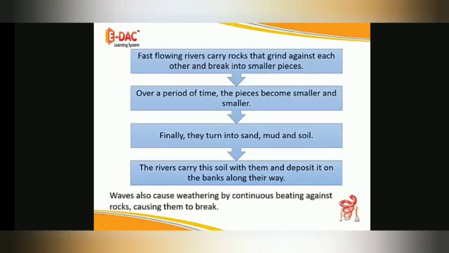Fast flowing rivers carry rocks that grind against each other and break into smaller pieces. Over a period of time, the pieces become smaller and smaller. Finally, they turn into sand, mud, and soil. The rivers carry this soil with them and deposit it on the banks along their way. Waves can also cause weathering by continuous beating against rocks, causing them to break.